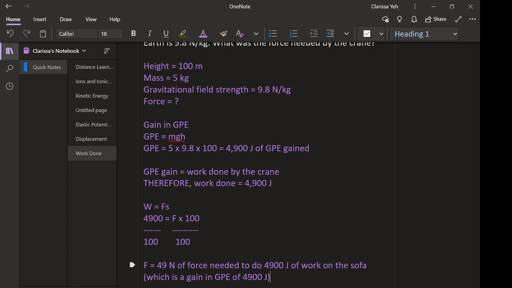But the main key bits is understanding what work done is. It's nothing special, it is just an energy transferred by the force. How much energy got transferred by force. And that energy transfer could be in different forms of energy. Could have been GPE, could have been kinetic, could have been elastic, whatever it was. If it was done by force, we call it work.